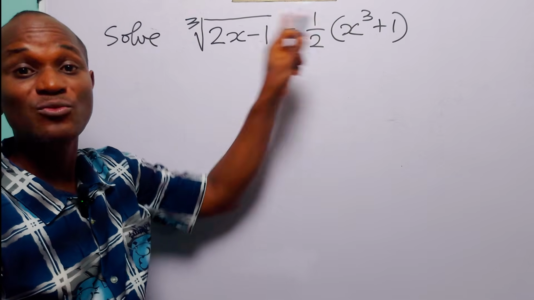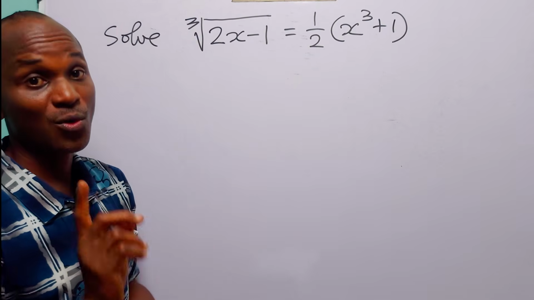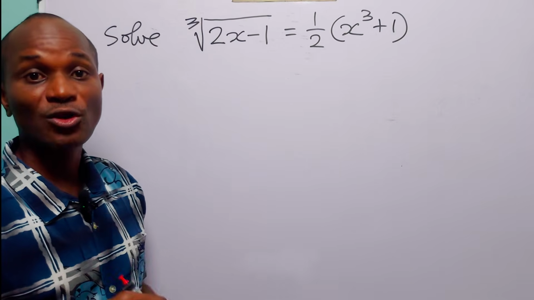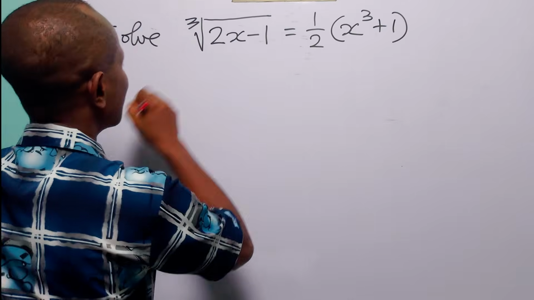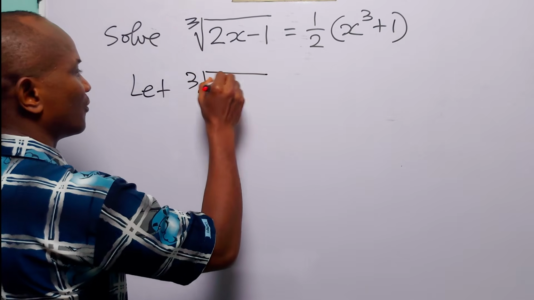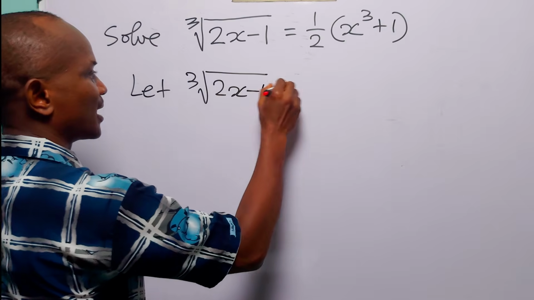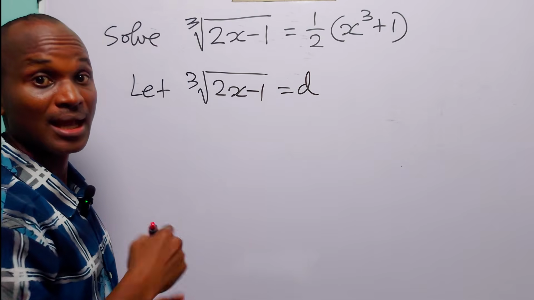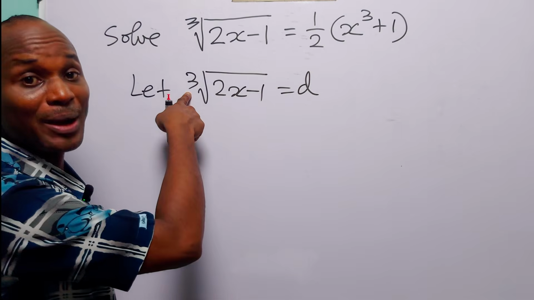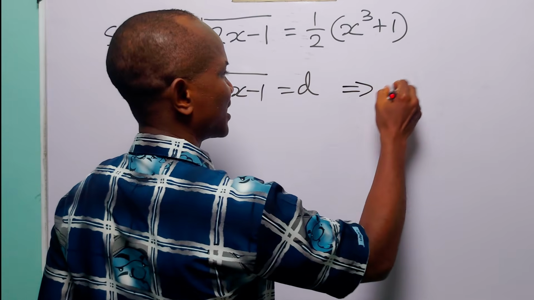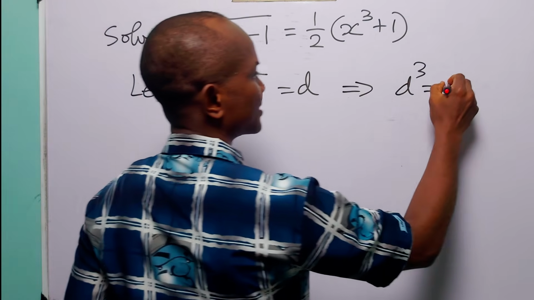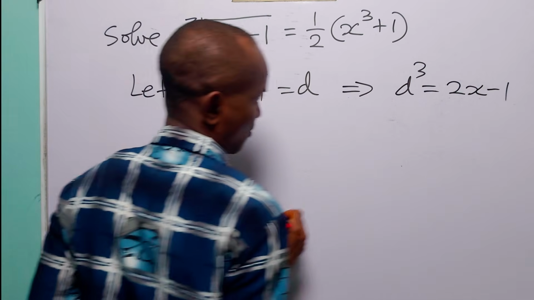Now, there's a very easy way of solving this equation without starting off by cubing both sides. We will start off with a substitution. Let the cube root of 2x minus 1 be equal to the letter d. Now, you know that if we raise both sides of this equation to power 3, then we have that d cubed is equal to 2x minus 1.